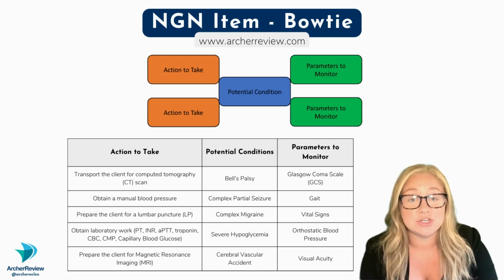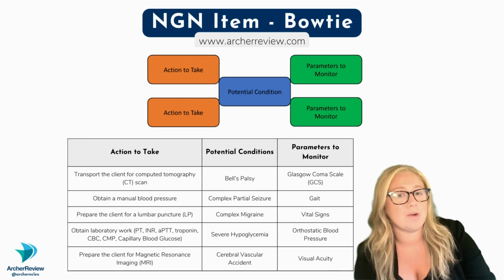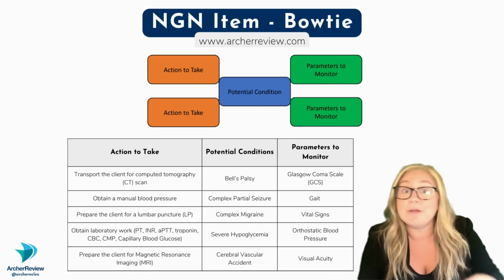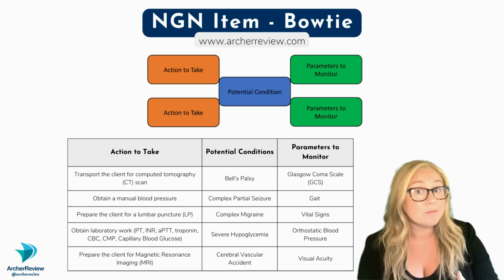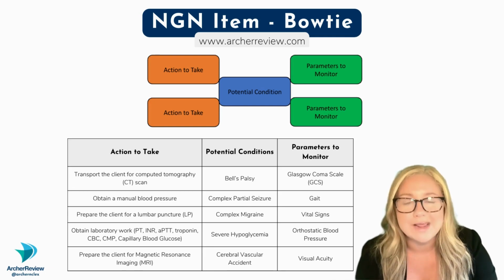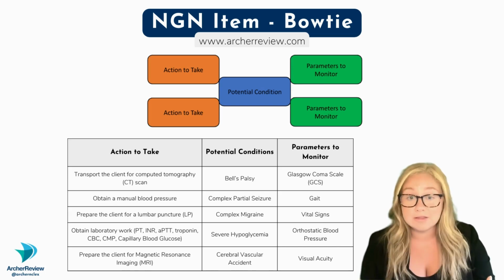1 potential condition in the middle, 2 actions to take on the left, 2 parameters to monitor on the right. You guys, this is just a really fancy drag and drop. You're dragging and dropping 5 different items into their respective location. I recommend you start off in the middle with what you think is going on. It's got to come from that middle column potential condition. So what do you think it is?